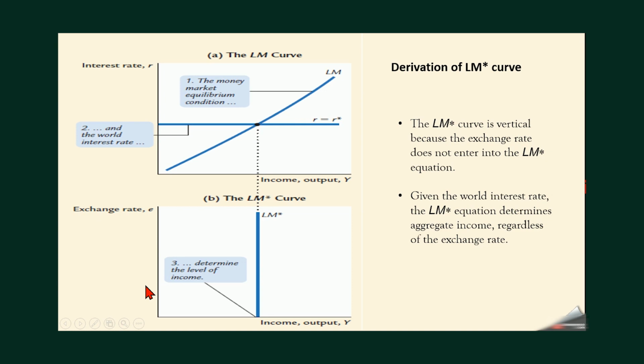Let us call this equation the LM* curve. Now we can derive the LM* curve. Remember, our LM curve in a closed economy was upward sloping, showing the relationship between r and Y. Now if we put r = r*, for a given level of r*, our LM curve will be a vertical line because the exchange rate does not enter the LM equation. Thus, we have a vertical LM curve with the relationship between E and Y.